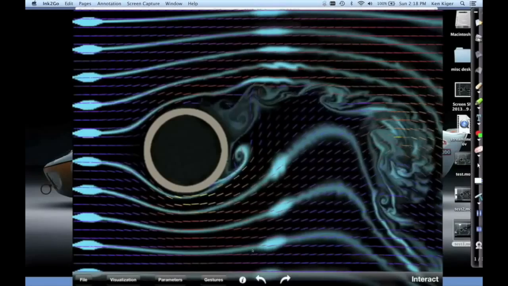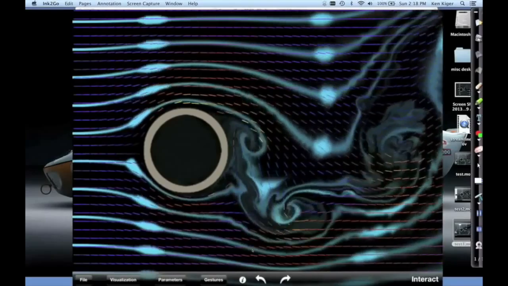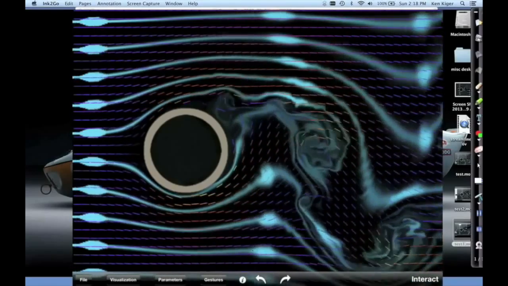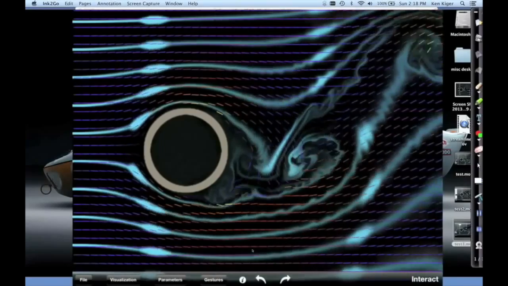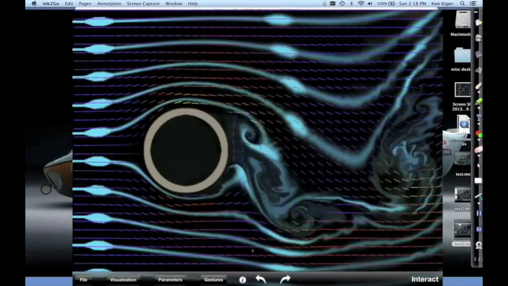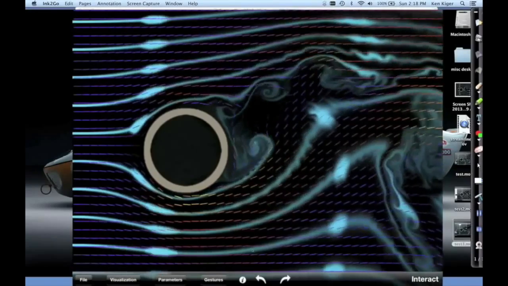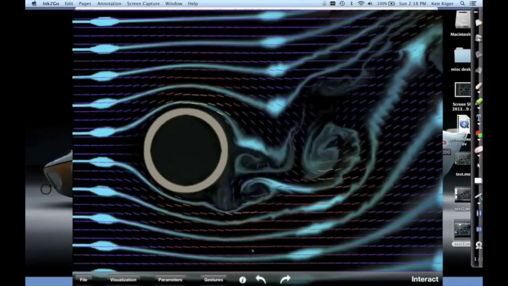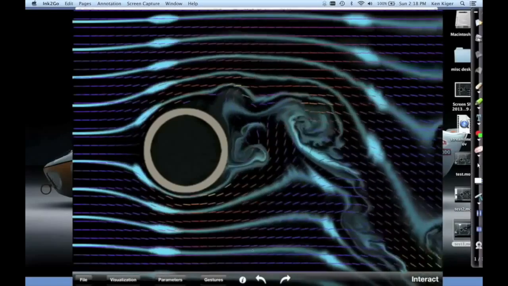Which is shown here. This is a numerical simulation that's running on my iPad, solving the equations of motion for a fluid flowing around a cylinder. This is a very common prototypical flow. We have uniform upstream conditions on the left-hand side, and the fluid's moving from left to right. The cylinder is making it move around it, it speeds up, and then downstream we see a very unsteady wake.